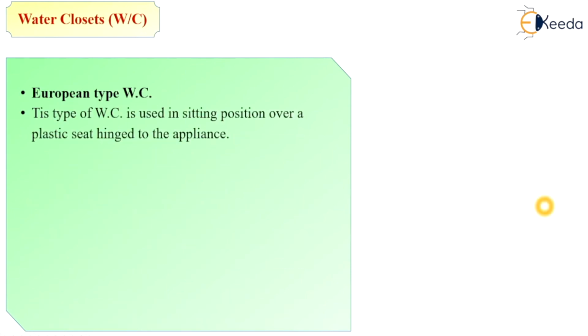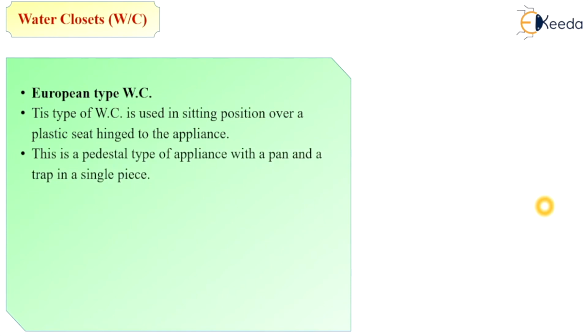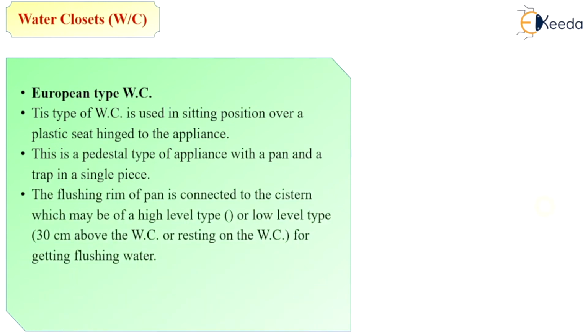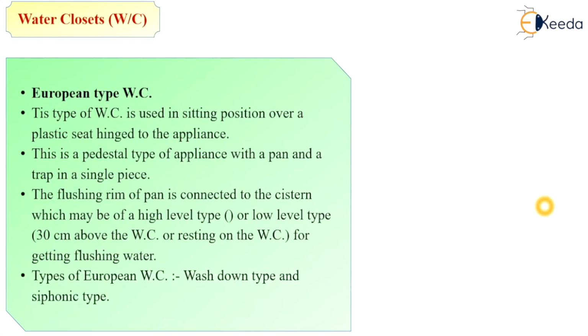Next type is the European type water closet. This type of WC is used in sitting position over a plastic seat hinged to the appliance. This is a pedestal type of appliance which has a pan and a trap in a single piece. The flushing rim of the pan is connected to the cistern, which may be of high level type or low level type, that is 30 centimeters above the WC or resting on the WC, for getting flushing water. So the types of European WCs are washdown type and siphonic type.